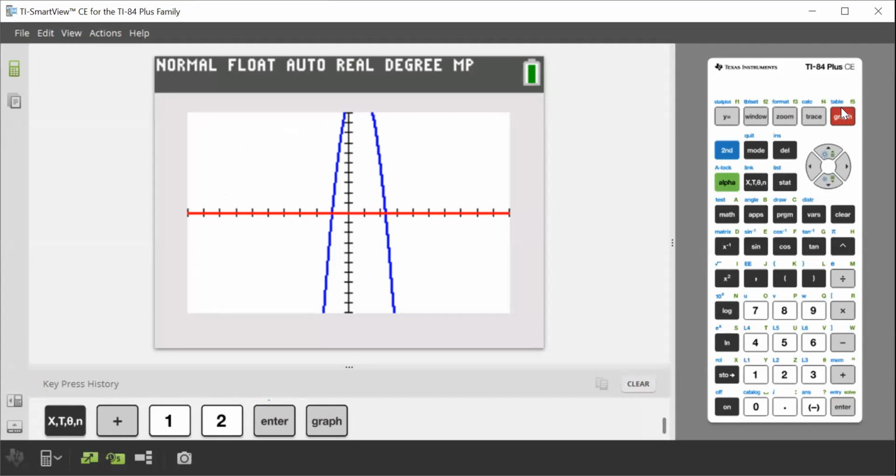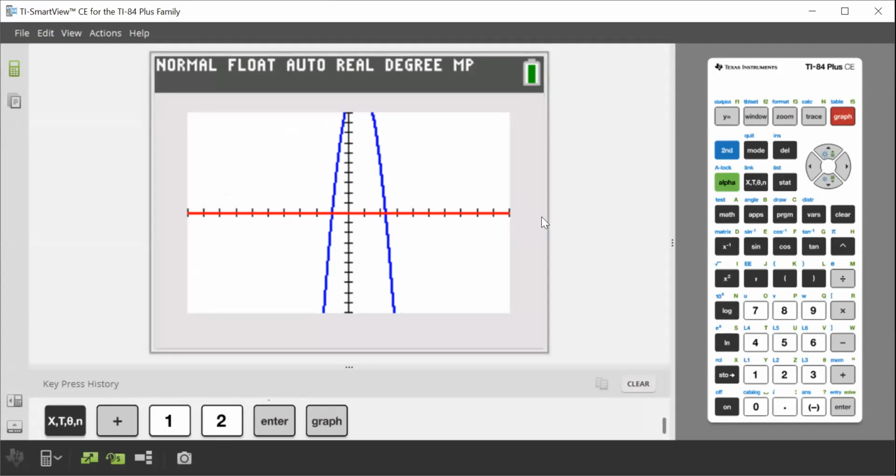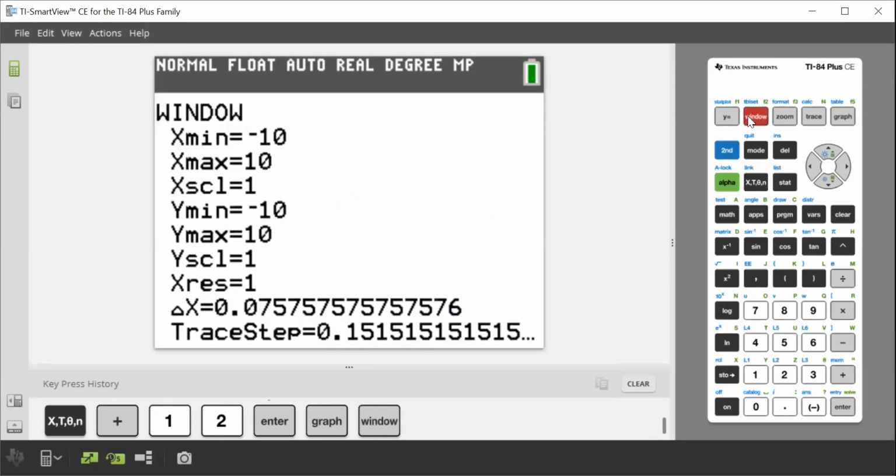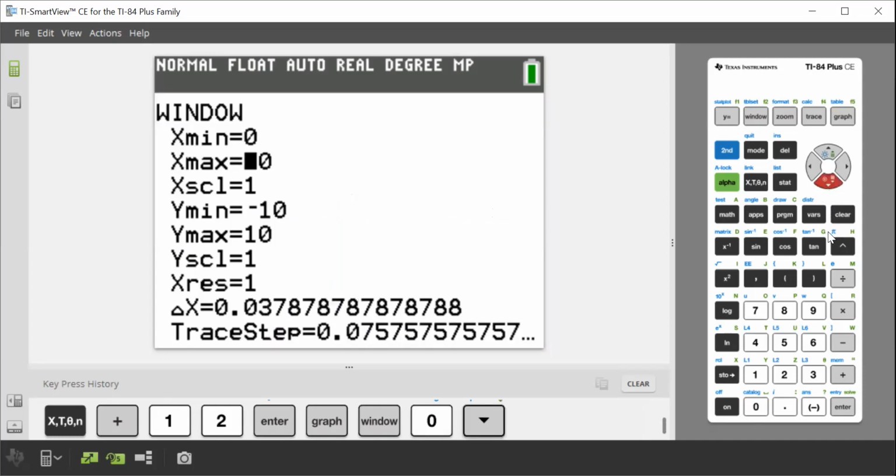And friends, if this is something being thrown up in the air, the x-axis is time and the y-axis is height above ground. We need to change our window settings. It doesn't make sense. So I'd go to window. If x is time, the smallest amount of time I can ever have is 0. X max, well, that was pretty good. I could see where the graph would hit the ground. So I'm going to leave that, and I'll leave my scale alone.